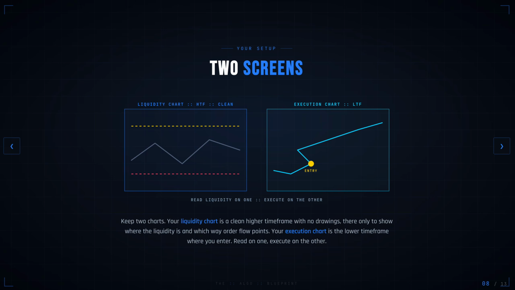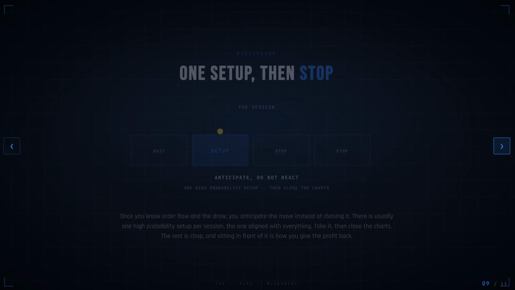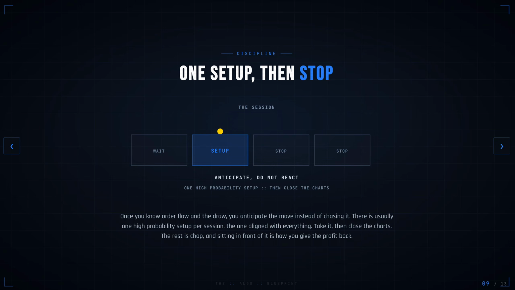Keep 2 charts. Your liquidity chart is a clean higher time frame with no drawings. They are only to show where the liquidity is and which way order flow points. Your execution chart is the lower time frame where you enter, read on one, execute on the other. One setup, then stop. Anticipate, do not react. One high probability setup, then close the chart.